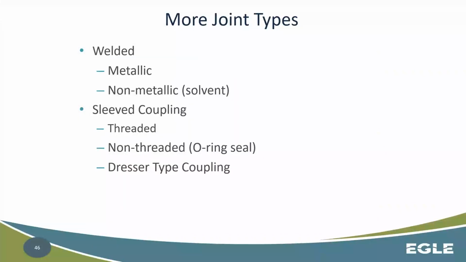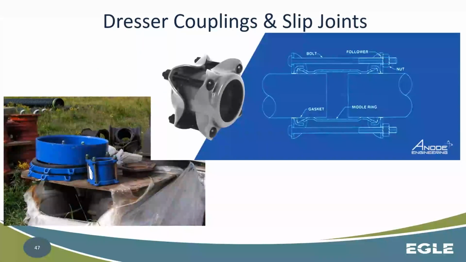So some more joints that are options you have: welded, whether that's metallic or non-metallic, whether it's using solvent or thermal welding that we discussed. Then you also have sleeve couplings, whether that's threaded, non-threaded, or dresser type coupling. And Dresser is also a brand name, and we'll talk about that. This is typically a slip joint is what you consider this, but Dresser is actually a brand name.